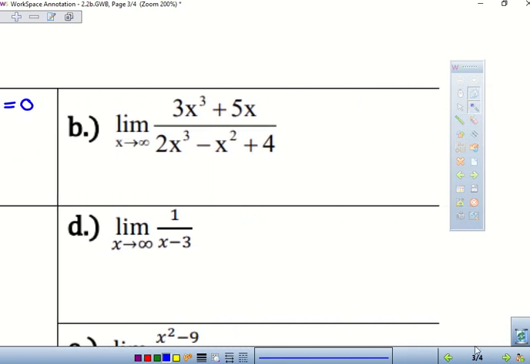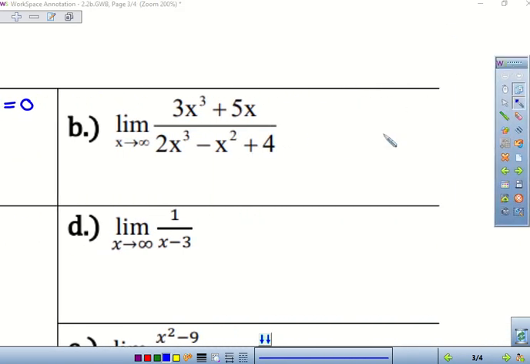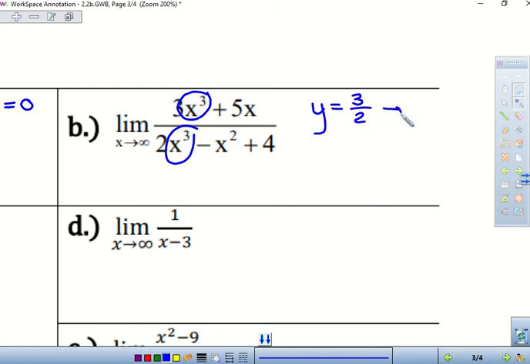Alright, part B, top heavy, bottom heavy, or equal? Equal. You see how the degrees on the top and bottom are the same. So when that's the case, to find your horizontal asymptote, you take the coefficients of those two terms. So that's going to be 3 over 2, also known as 1.5. That is your horizontal asymptote, which means that your limit approaches that horizontal asymptote on the left and the right. So even if it was negative infinity here, the answer would still be the same. Does anyone have any questions about A or B? Those are the easier ones.